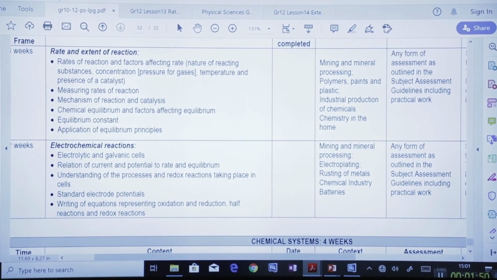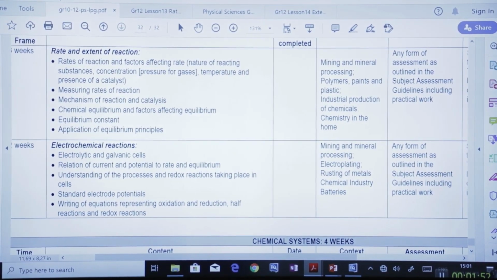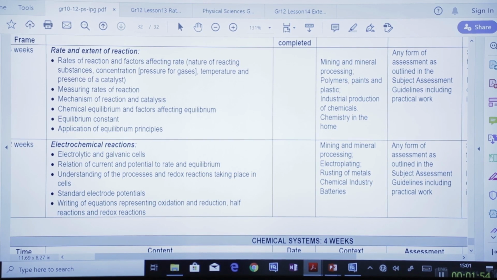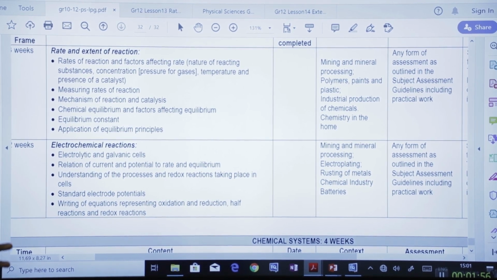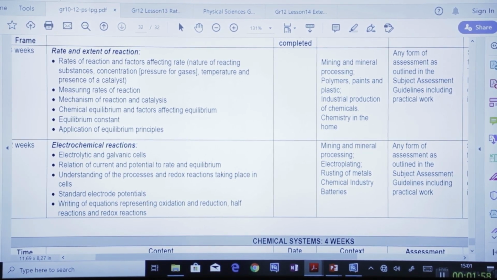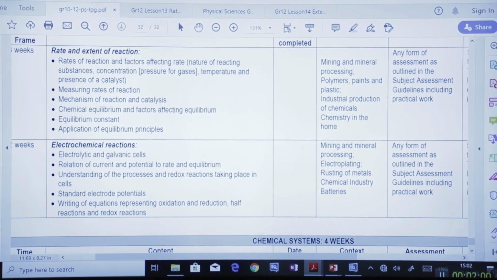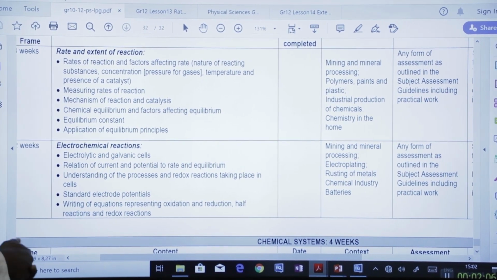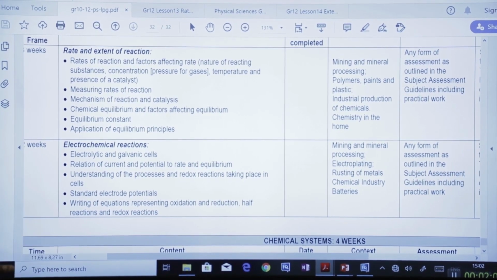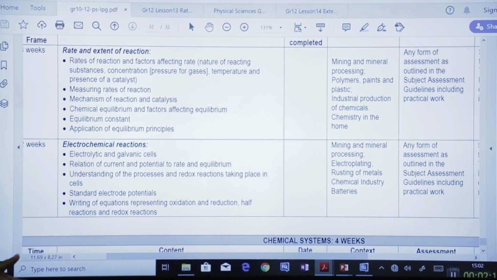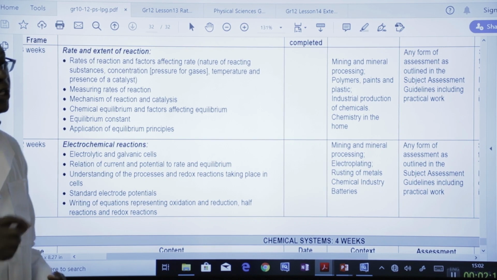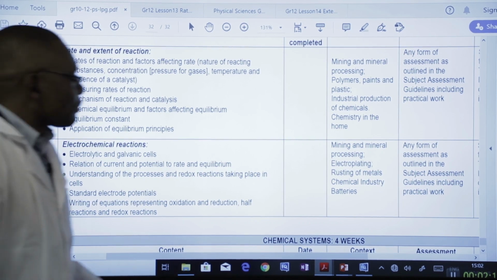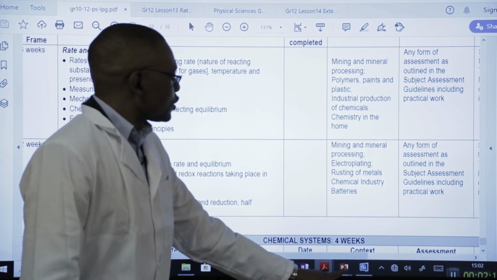So if you look at this, we did rates of reactions, and we talked about the concentration and factors that are affecting rates of reactions, so we now want to move on to measuring rates of reactions. And then we will look at the mechanism of reaction and catalysis, and then chemical equilibrium and factors that affect equilibrium, and then the equilibrium constant and the application of equilibrium principles. So we are moving into something quite interesting.